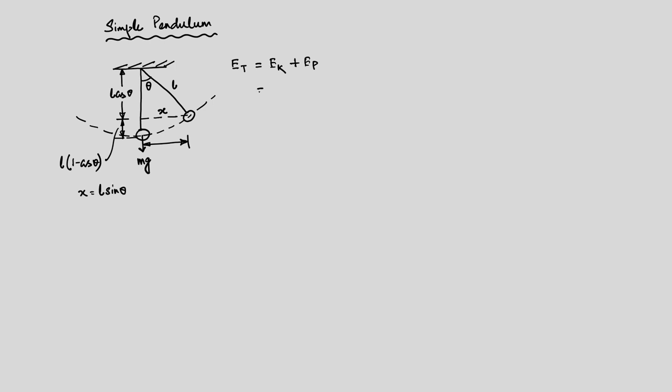So, if we write down the expression for kinetic and potential energy, we have half mass, and then velocity, which is L times d theta dt, that whole square, plus m g, and from this equilibrium position, this bob is lifted by an amount L into 1 minus cos theta. So, mgh is the potential energy. That is the combination of kinetic and potential energy.